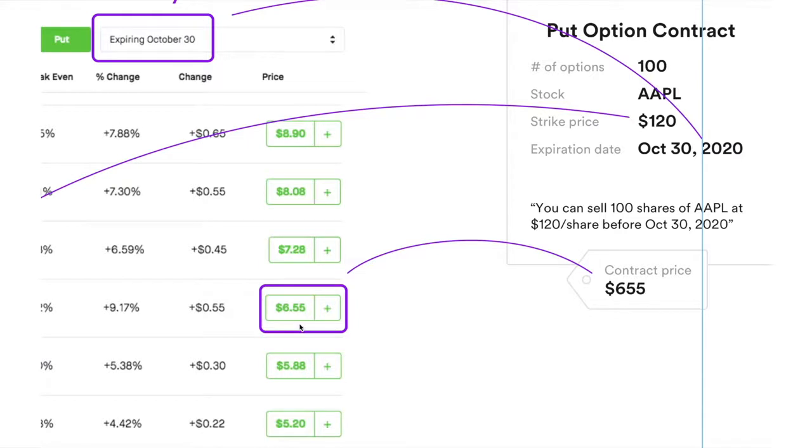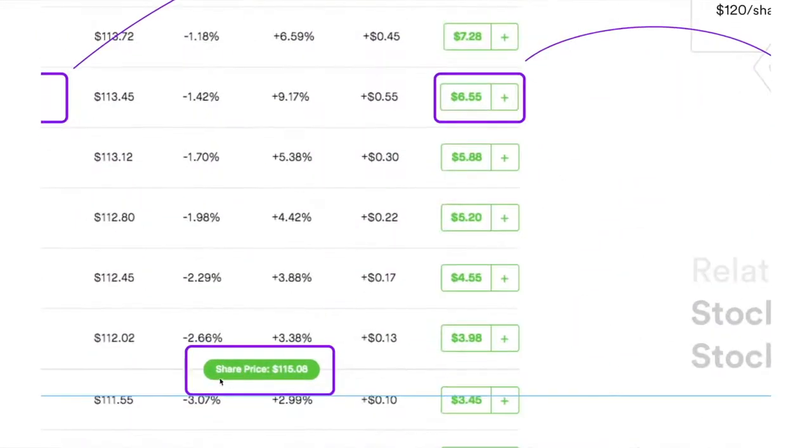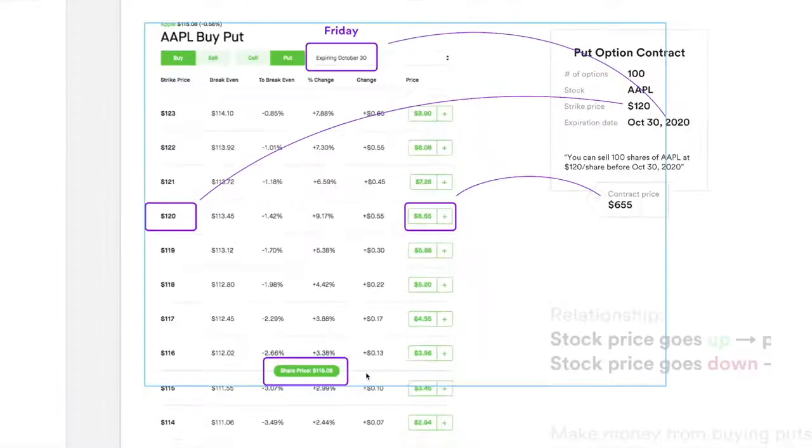And if you remember, for option trading, it always trades in the block of 100. So you always have to multiply this number by 100 to get the actual cost, the actual amount it will cost you if you want to buy the put option contract. You also see the share price, the current price is 115.08 right here as well.